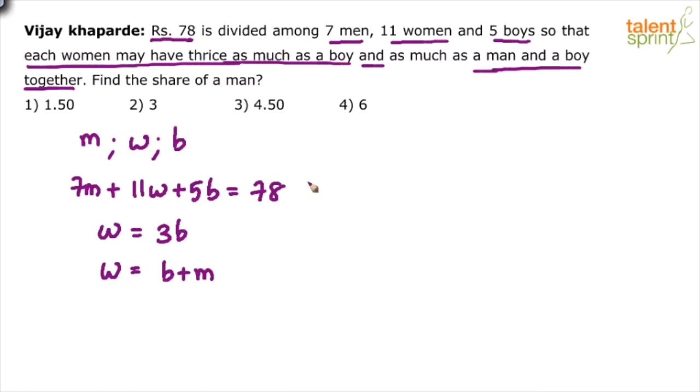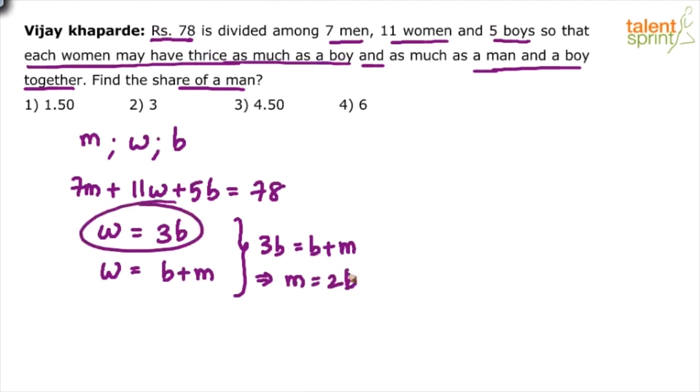So I think we have 3 equations and 3 unknowns, can we solve? Equation number 1, equation number 2 and equation number 3. He's asking us to find out the share of a man. M is equal to what is the question. How do we do that? I think first of all, if you compare these two, I can say 3B equals B plus M. So M is equal to 2B. I guess we are done.